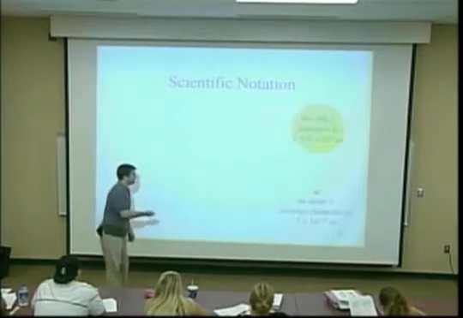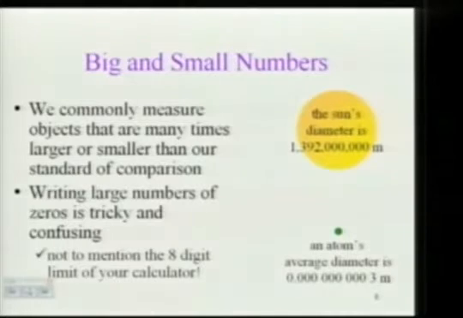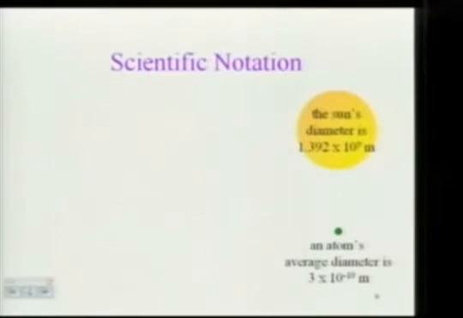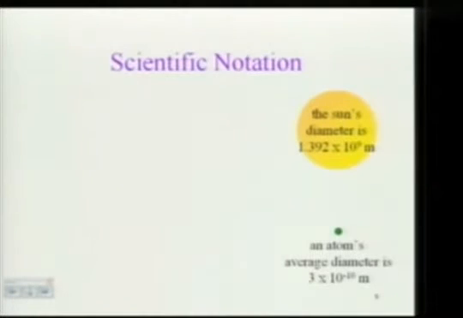All right, how do you do it? Well, this number, take a look, right? 1,392,000,000 would get converted into 1.392 times 10 to the 9th meters. Now, some of you say, okay, I know how to do this. Enough with it already. Others, maybe need some practice with this, so I'm going to go over it.